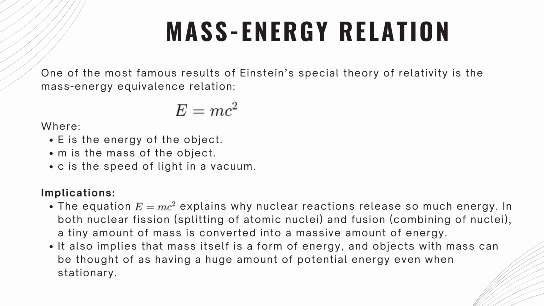This principle is the basis for nuclear reactions, where small amounts of mass are converted into enormous amounts of energy. Implications. The equation explains why nuclear reactions release so much energy. In both nuclear fission and fusion, a tiny amount of mass is converted into a massive amount of energy. It also implies that mass itself is a form of energy, and objects with mass can be thought of as having a huge amount of potential energy, even when stationary.